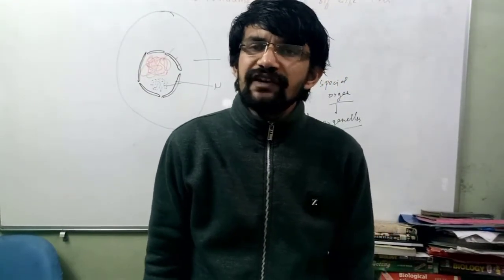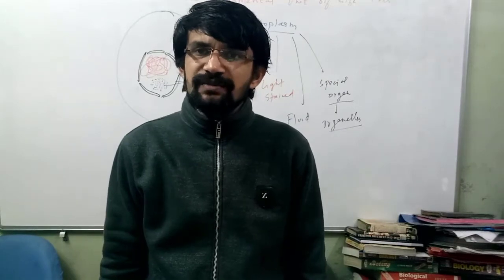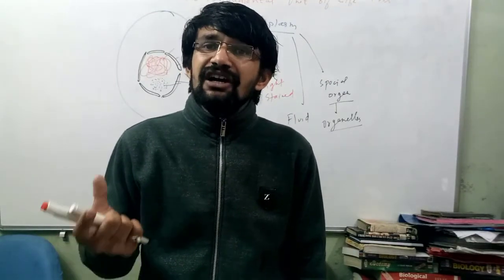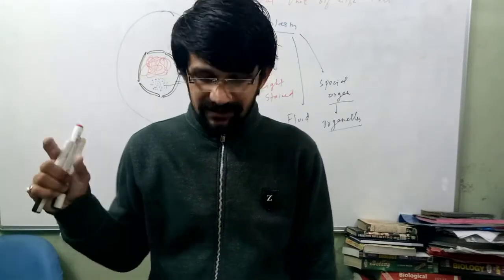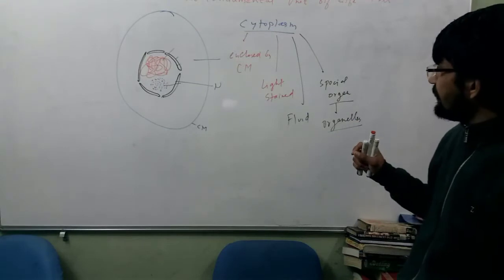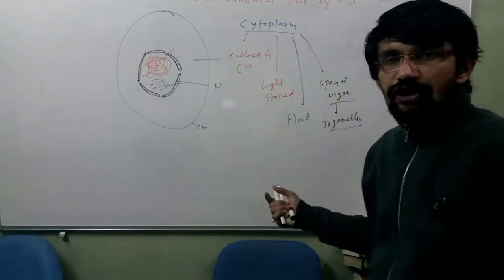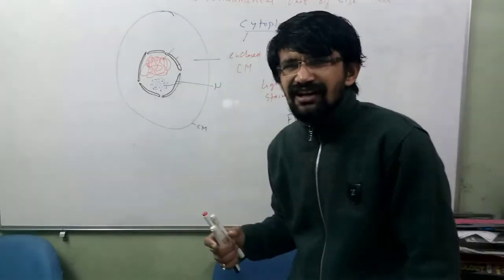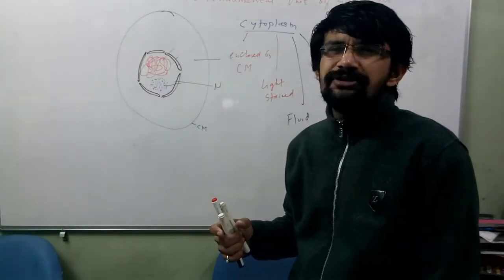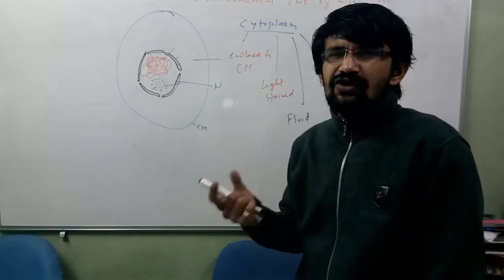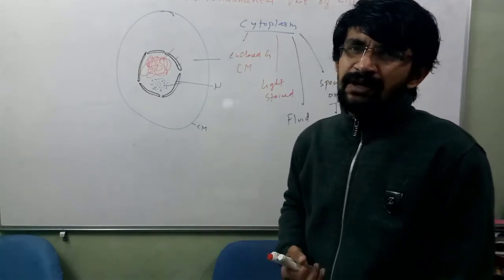So what we have discussed for the cytoplasm is that it is a lightly stained structure, it is fluid in nature. Another very important point is that it is enclosed by the cell membrane, and it has certain special organs which are called organelles, like mitochondria, lysosomes, Golgi apparatus, endoplasmic reticulum, and vacuoles. All this we will be discussing in the upcoming videos also.